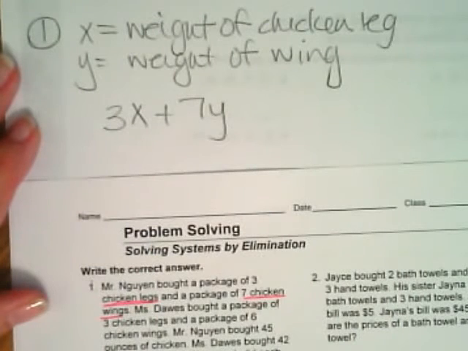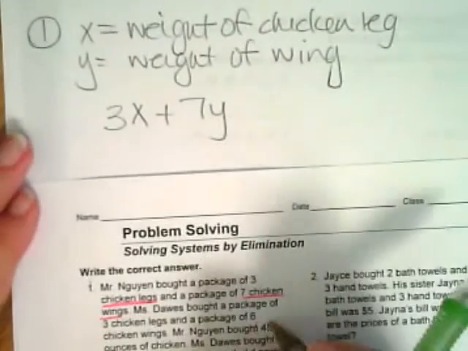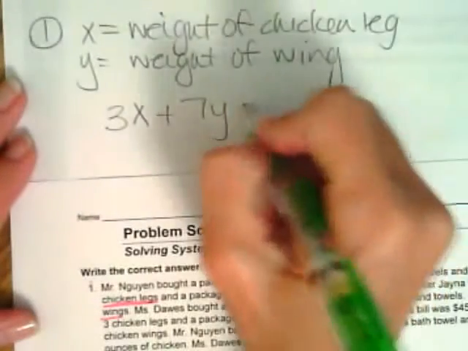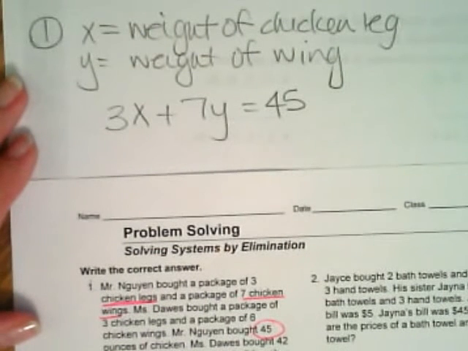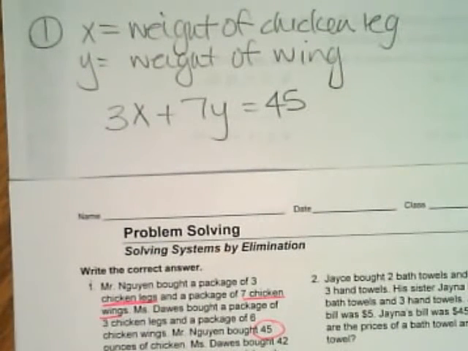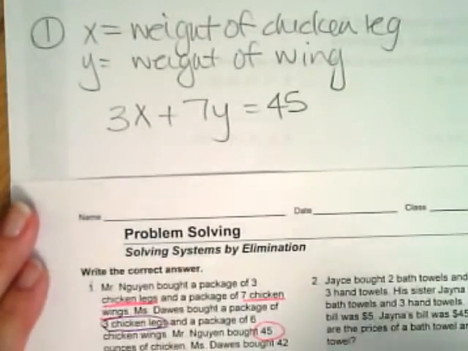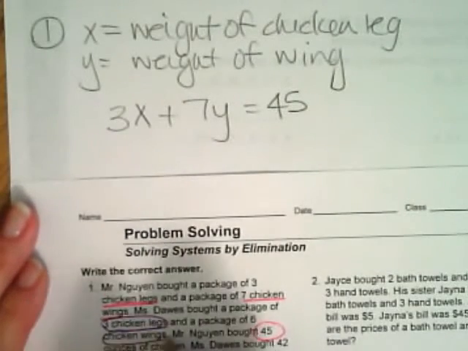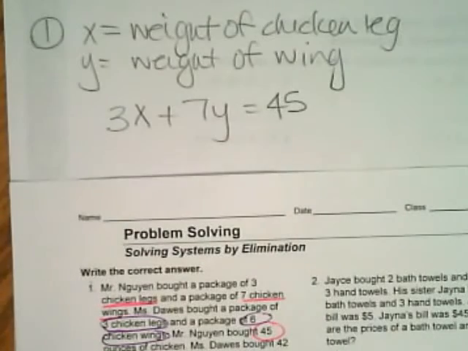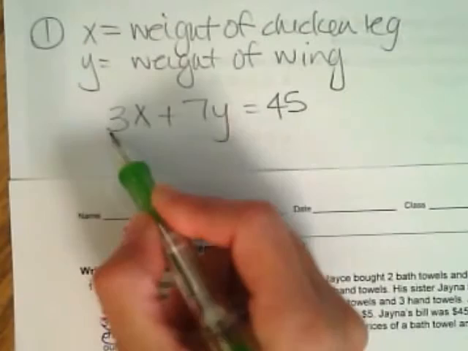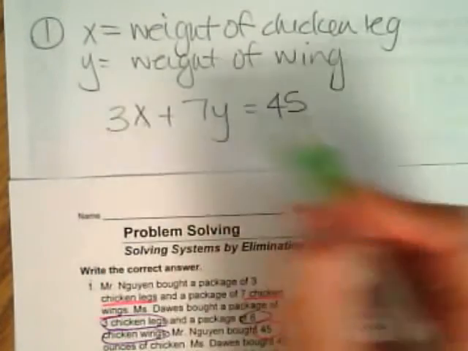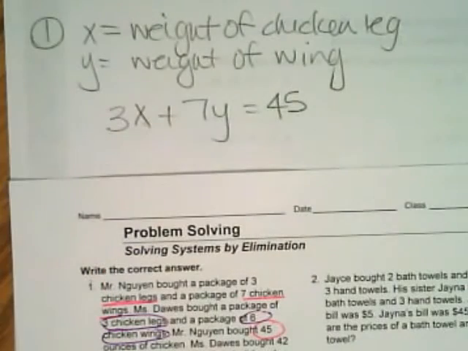And how much did he buy? If you look down here, Mr. Wynn bought 45 ounces of chicken. Now let's look at Ms. Dawes. Ms. Dawes bought 3 packages of chicken legs and 6 of chicken wings. And remember, we're looking for the weight, so x is going to represent the weight. If I buy 3 packages of a certain weight, that's going to give me 45 ounces.